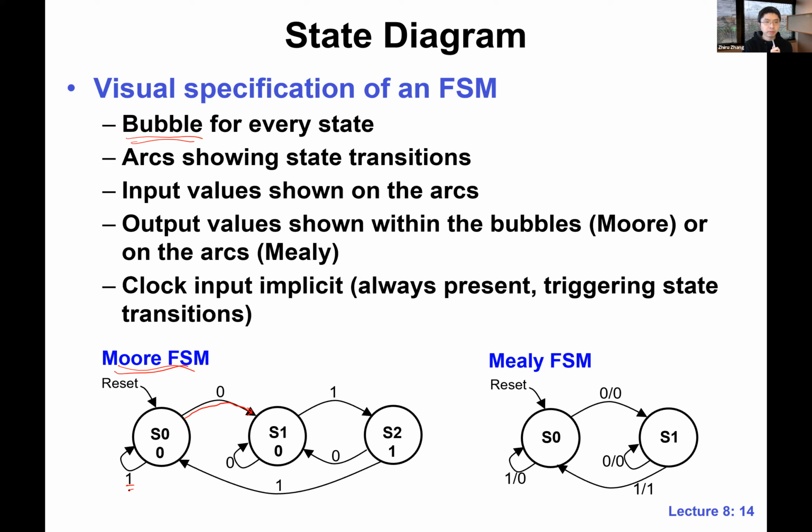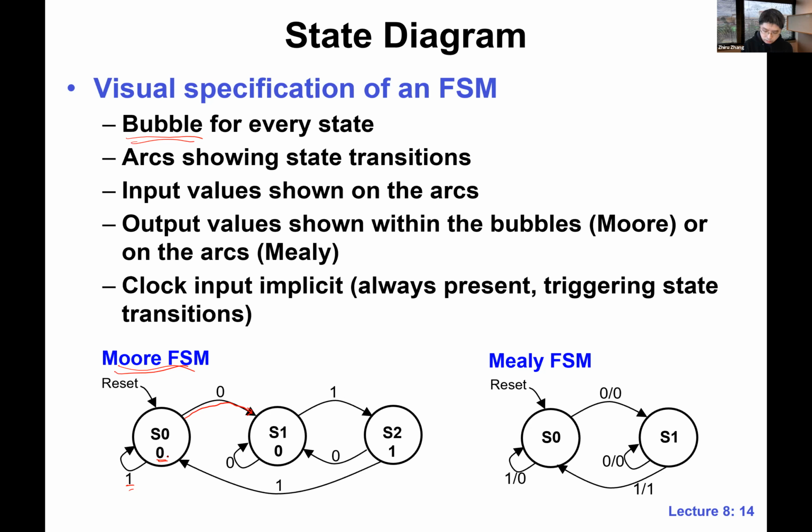And then we have the output inside each bubble for the Moore machine. Since for a Moore machine the output only depends on the current state, we directly put the output inside each state bubble. This basically corresponds to what we output for a given current state.